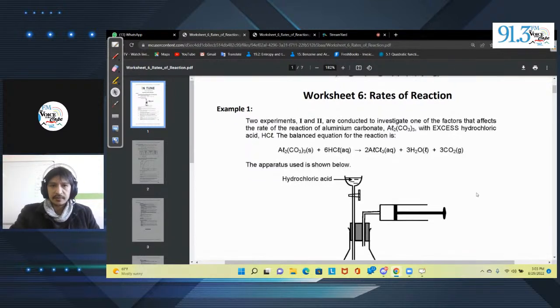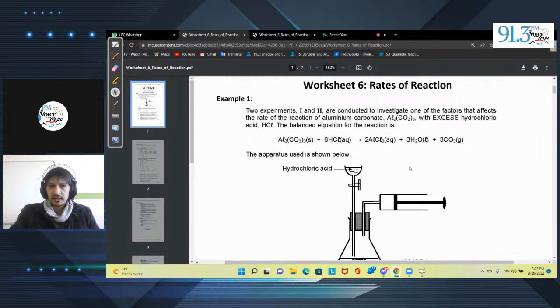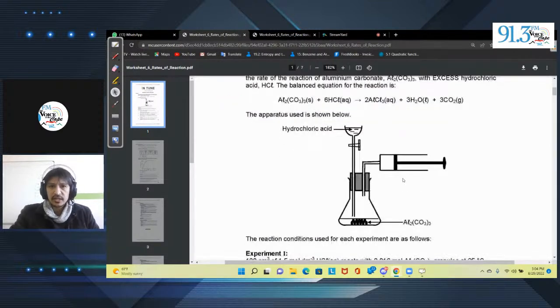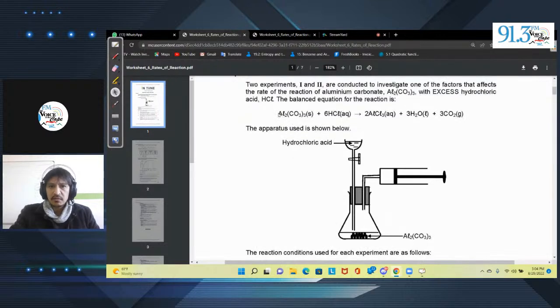So, in example 1, we have two experiments that will be conducted. Experiments 1 and 2 are conducted to investigate one of the factors that affects the rate of the reaction of aluminium carbonate with excess hydrochloric acid, HCl. The balanced equation for this reaction is: 1 mole of aluminium carbonate solid reacts with 6 moles of hydrogen chloride, and the reaction is favored to the forward, giving us 2 moles of aluminium chloride, plus 3 moles of water and 3 moles of carbon dioxide gas.